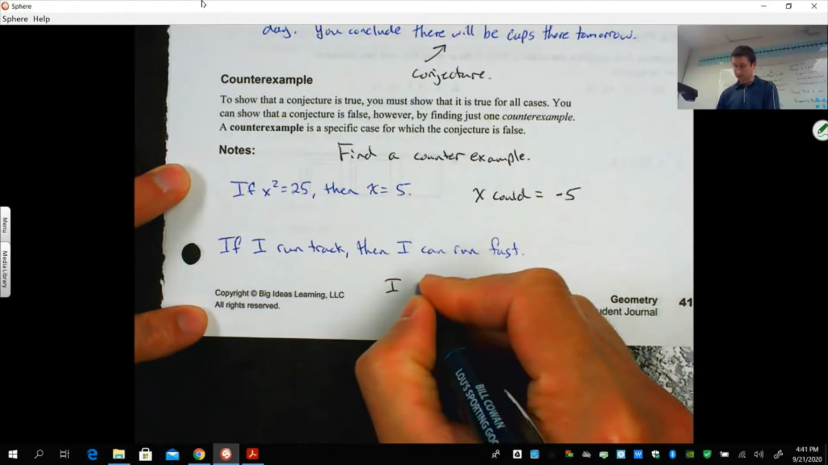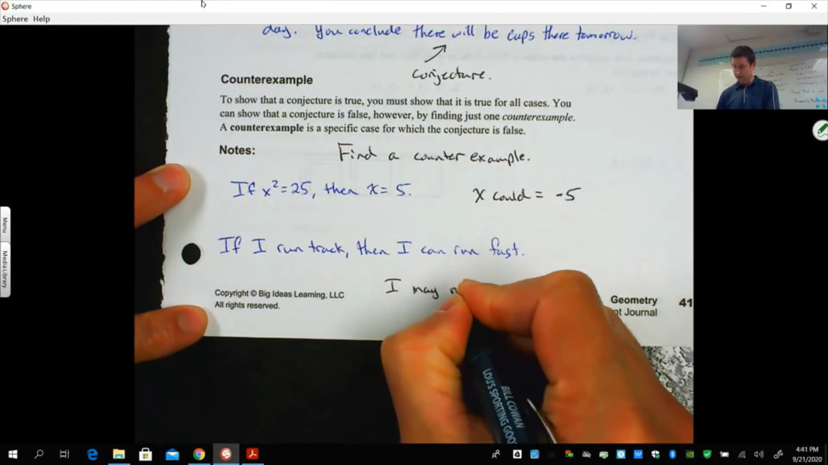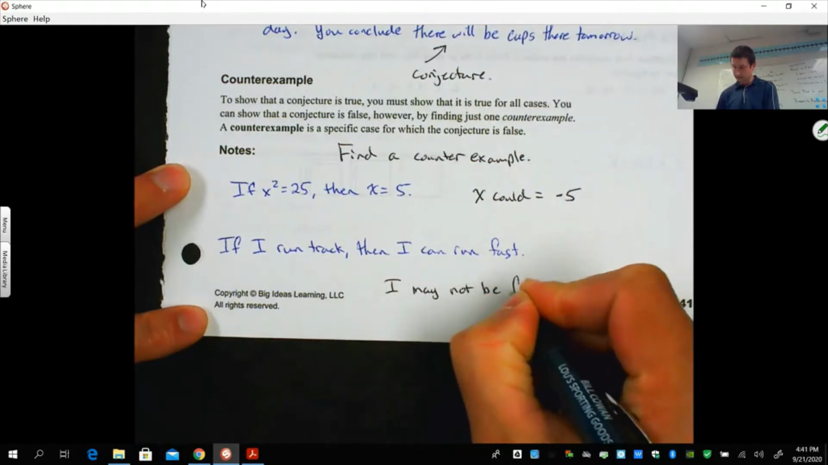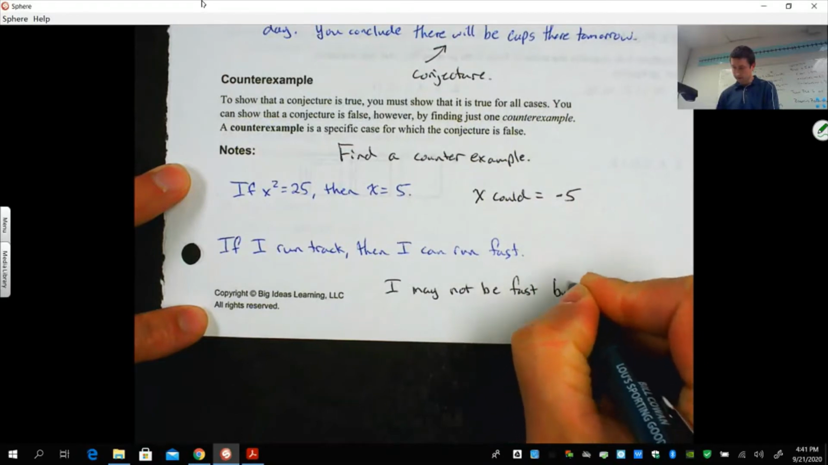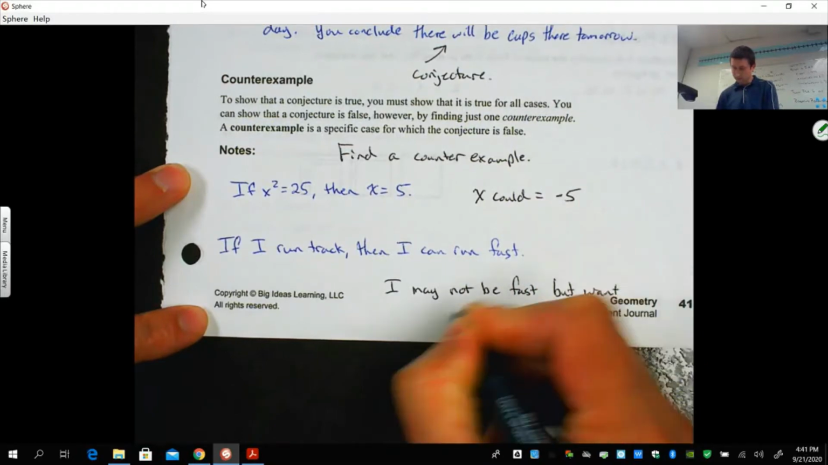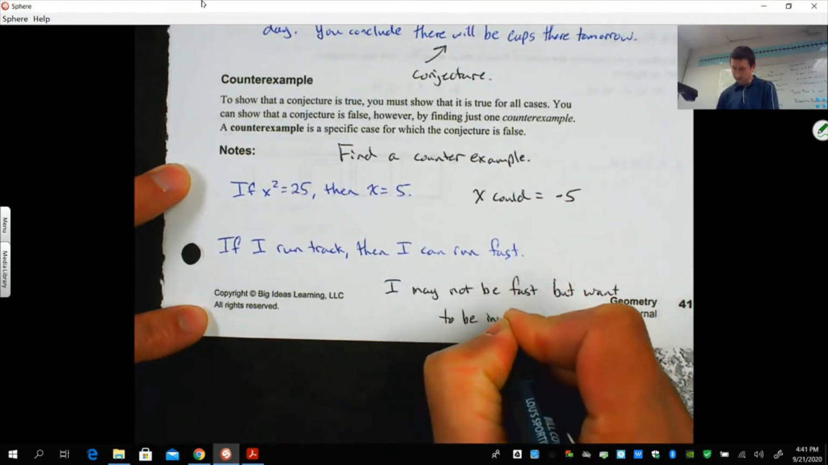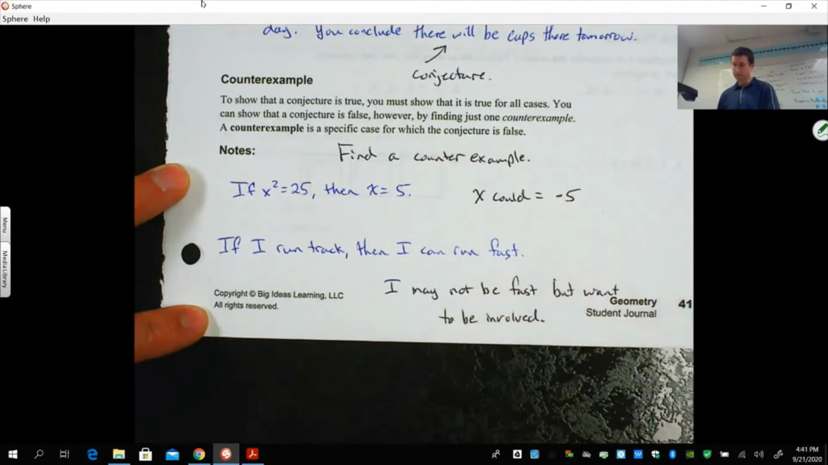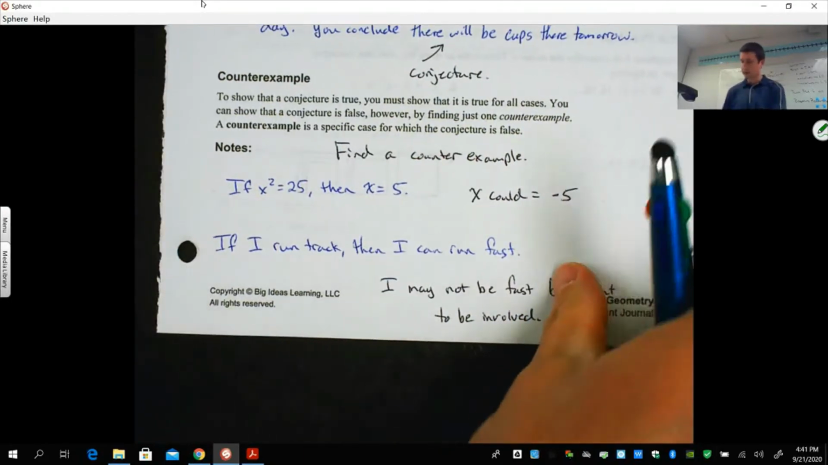So if I run track, then I can run fast. And the counterexample is, I may not be fast, but want to be involved. That could be a counterexample.